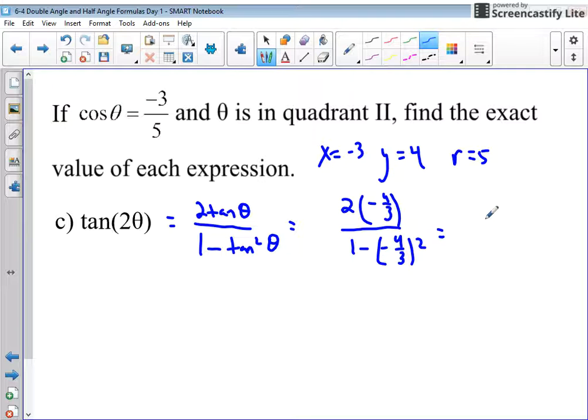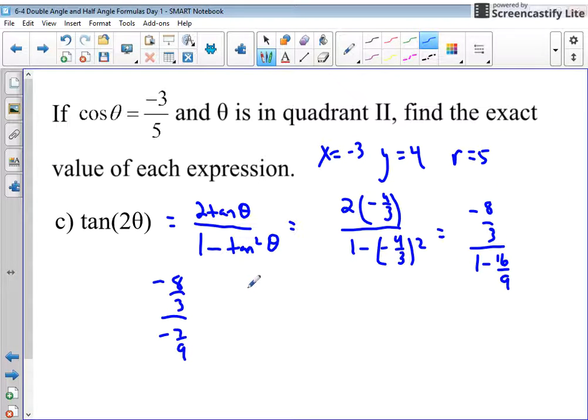So if I multiply up here, I get -8/3. Down here, I have 16. This turns out to be 16/9. So I have 1 minus 16/9. If I take 1 minus 16/9, I'm going to change the 1 to a 9/9. That would give me -7/9. So I have -8/3 over -7/9.